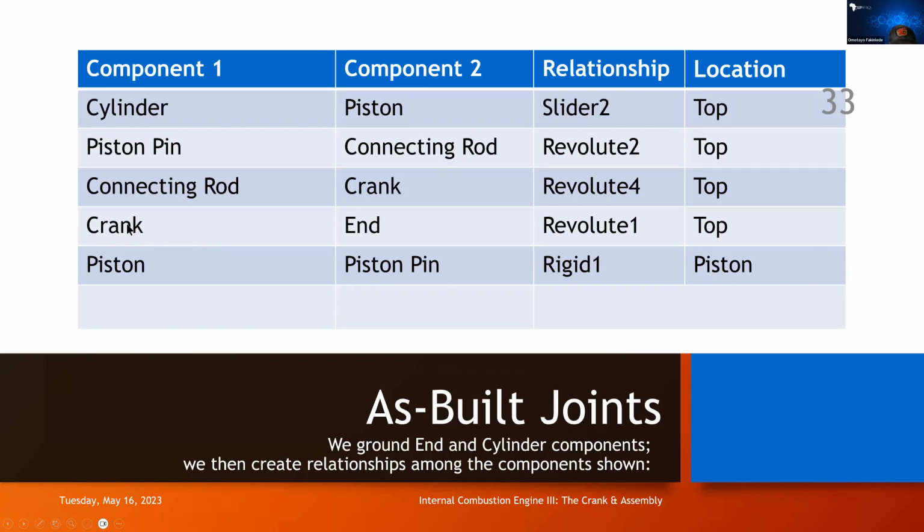We are going to see the crank and the end rotor. The crank and the end rotor are going to be in a revolute joint, which is a revolute 1 joint, and it's in the top location. The piston pin and the piston with its pin are in a rigid relationship. And that relationship is inside the piston, because both of them are contained inside the piston too.